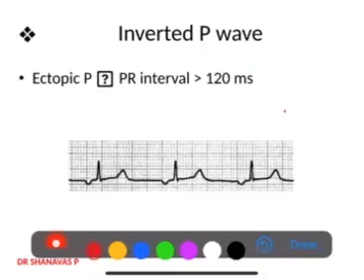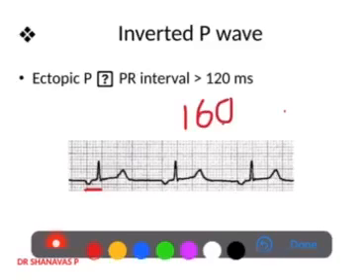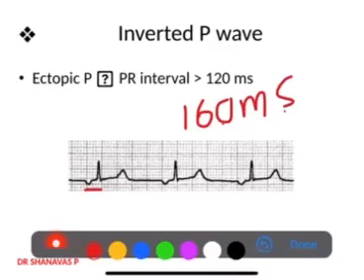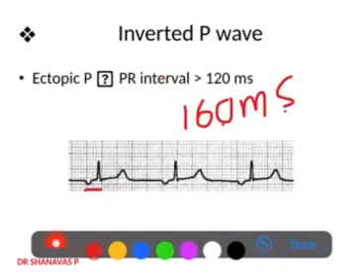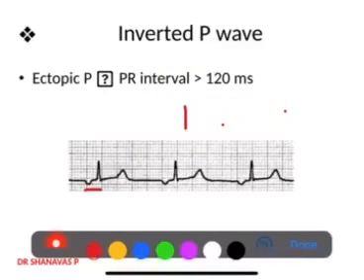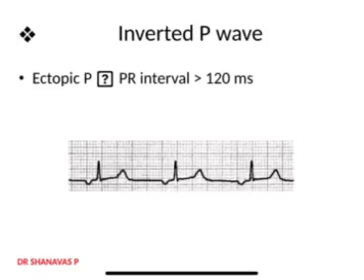Here you can see this is the PR interval. Here the PR interval is nearly 1, 2, 3, 4 boxes, that is nearly 160 milliseconds. That is, the PR interval is more than 120 milliseconds. That suggests that this P wave arises from an ectopic position other than the AV nodal junction.